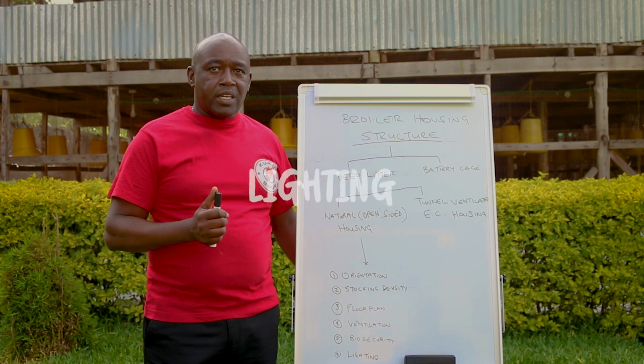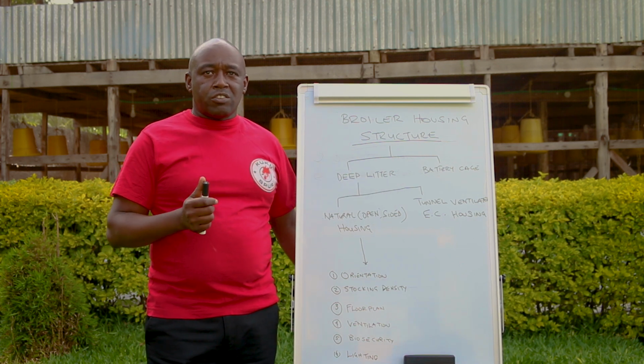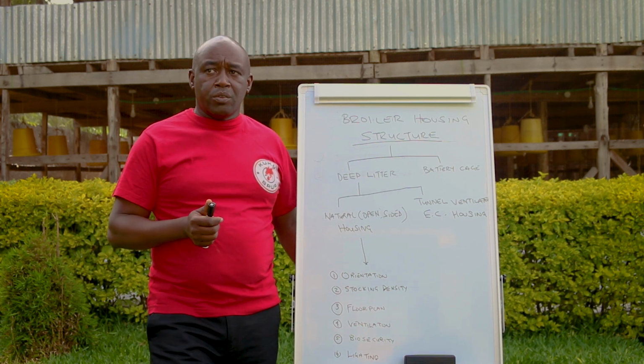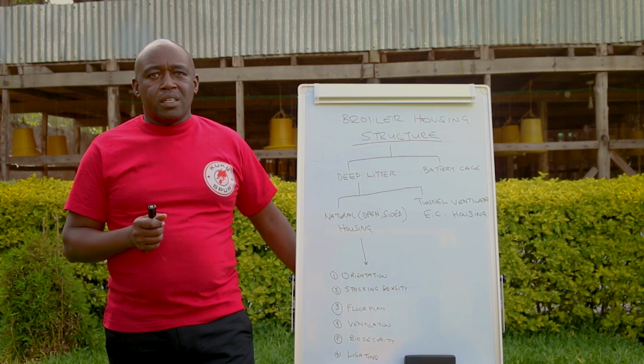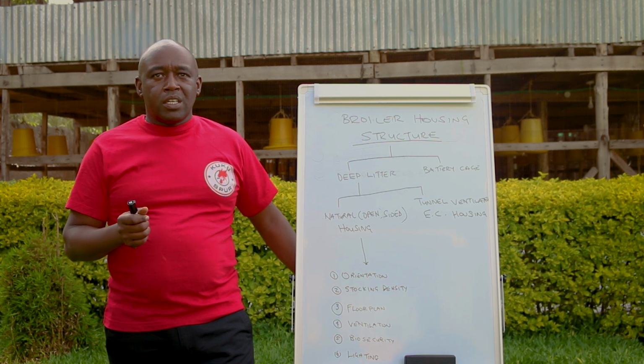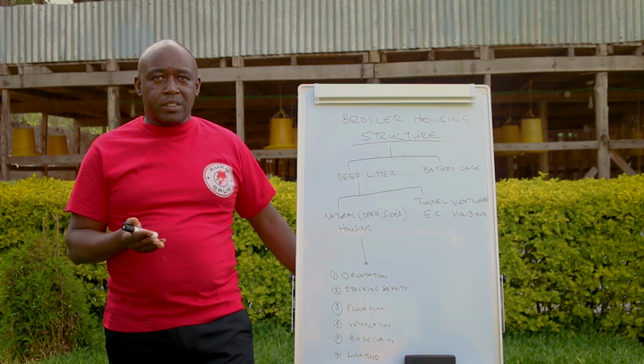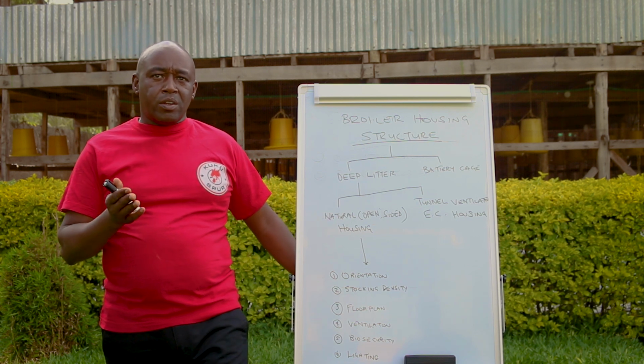The other thing is lighting. Broilers naturally need light to grow. So if you set up your broiler house in a dark area, then naturally bird welfare is lost and your birds will not grow to the standards that you may desire or they may desire. So lighting is very, very important.